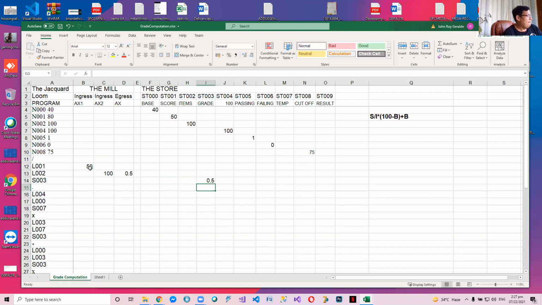Divide. And then we will compute the 60. We will compute the 60 by minus the 100 minus base, which is 40. So 100 minus 40, this is 60. We will store it at the temporary column, which is 60. Do you follow?